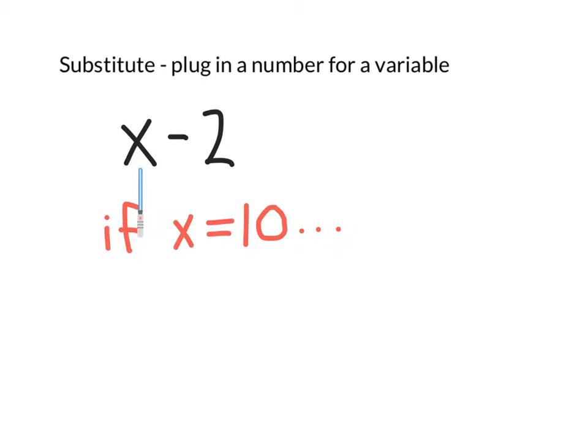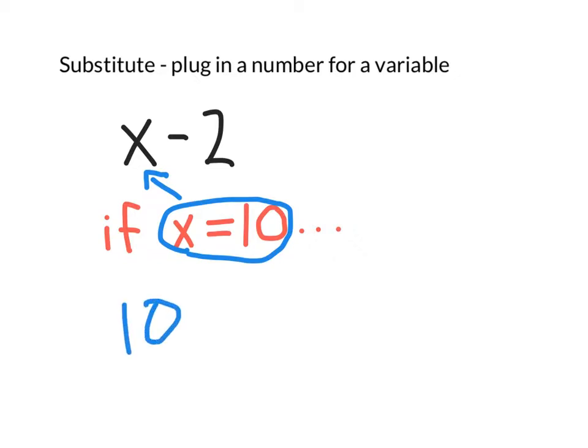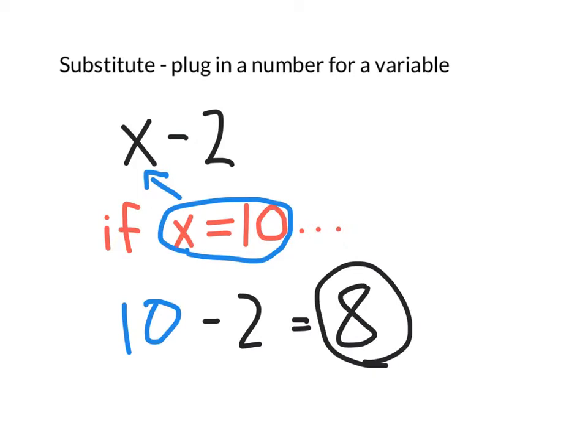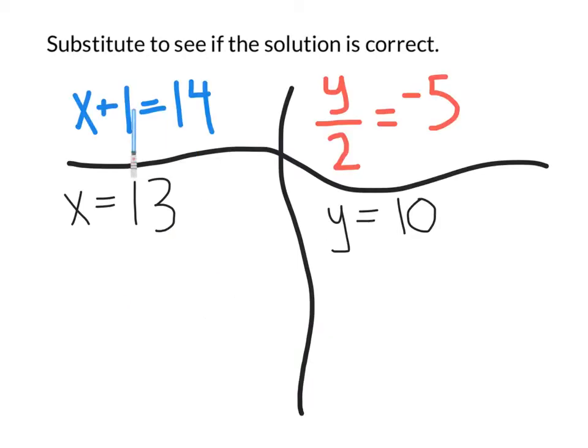In this expression down here, x minus 2, if x equals 10, we can take this value, x equals 10, and substitute it in for the x in our expression. That's going to give us 10 minus 2. Again, substituting in that 10 for the x. Now that we have 10 minus 2, we can do 10 minus 2 equals 8, which in this case would be our answer. Here we want to substitute to see if the solution is correct.